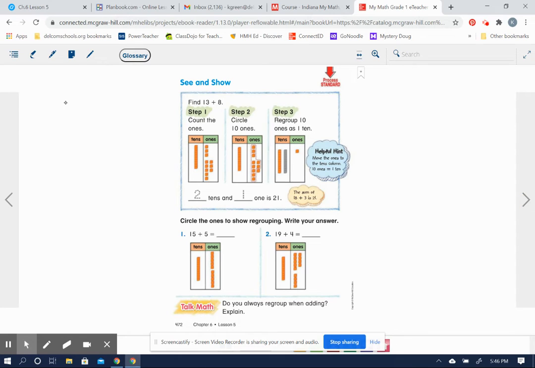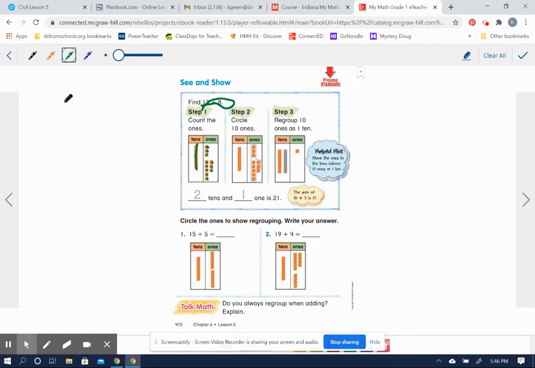All right, we've got steps 1, 2, and 3 here. We're trying to find 13 plus 8. Okay, 13 plus 8. And so we have, here's a 10, 11, 12, 13. And then here are the 8. 1, 2, 3, 4, 5, 6, 7, 8.